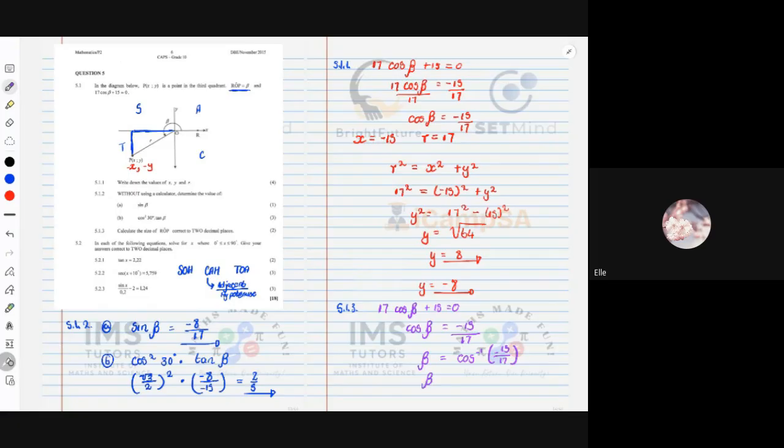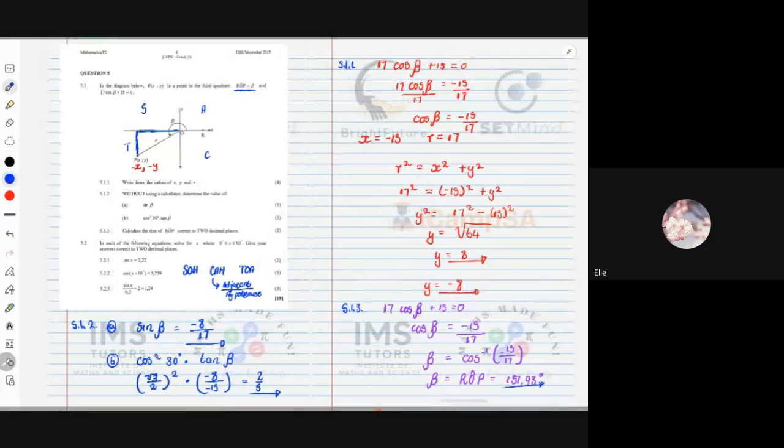Put that in the calculator, get the value of theta, which is essentially equal to the value of ROP, cos inverse of minus 15 over 17. Theta ROP is equal to 151.93 degrees. Please punch your calculator and confirm if you have different answers from me. Maybe I made a mistake somewhere.